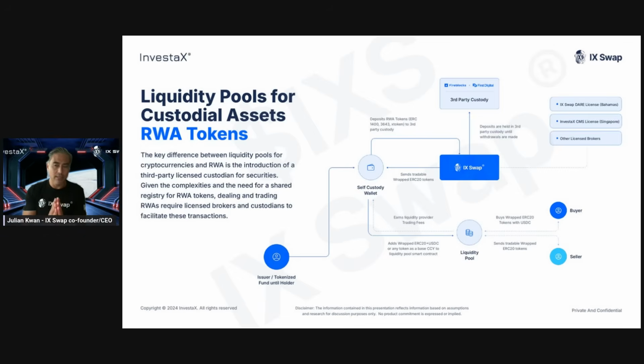And now, only up until recently, it was available for accredited investors only, because we originally started by renting InvestaX's license. Then we went and got all our own licenses. So now everyone can join. Photo ID, 1 USDT minimum, buy an actual real-world asset token, not a crypto. And we're just getting started.